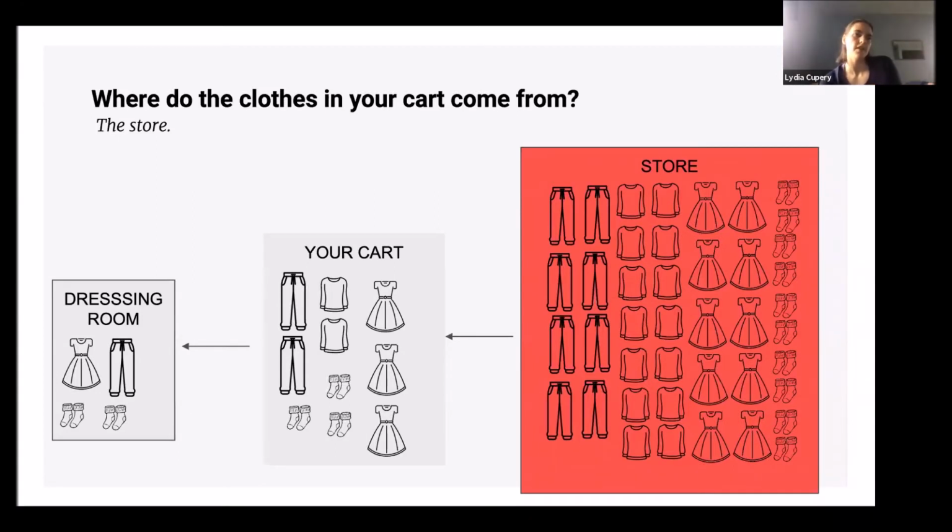So where do the clothes in your cart come from? They come from the store. So the store has all the clothes. You put a subset of clothes in your cart, and then you try those clothes on in even smaller batches.